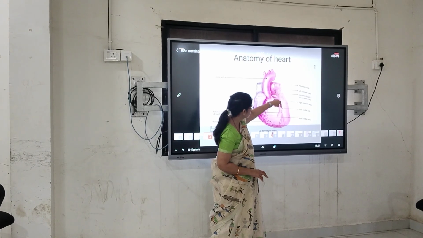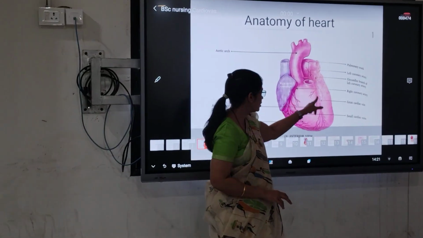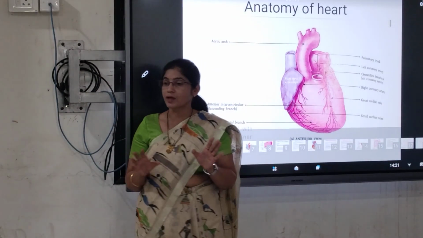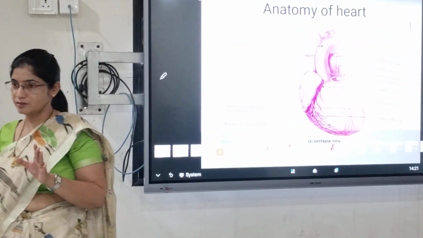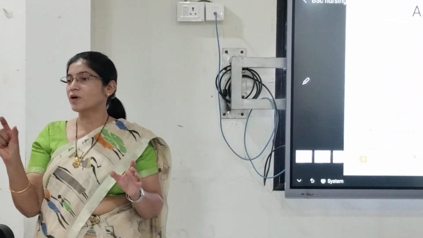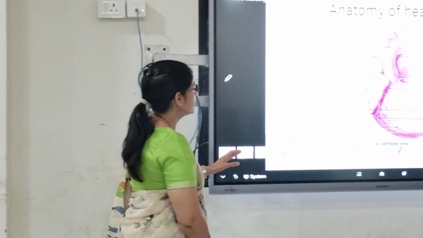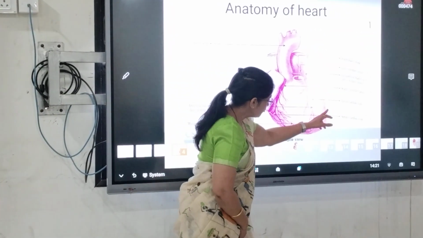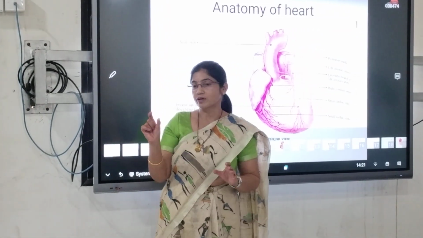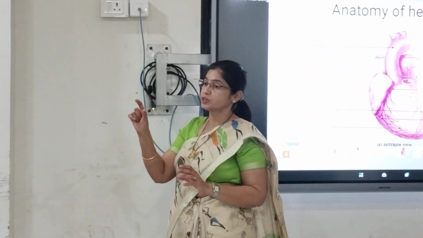Branch of the left coronary artery. And these coronary arteries are going to supply the cardiac muscles. The thickness of cardiac muscle is less in the left and right atria, but the thickness of the ventricular muscles is much more, especially the left ventricular muscles.